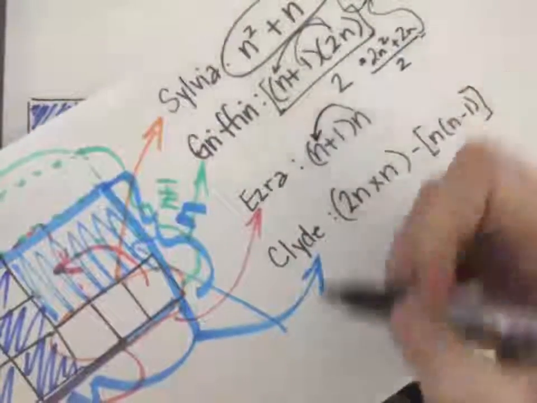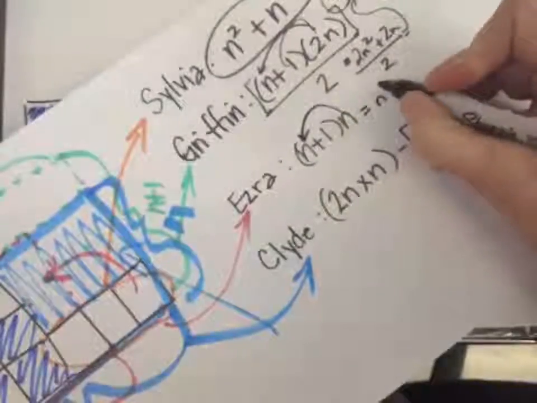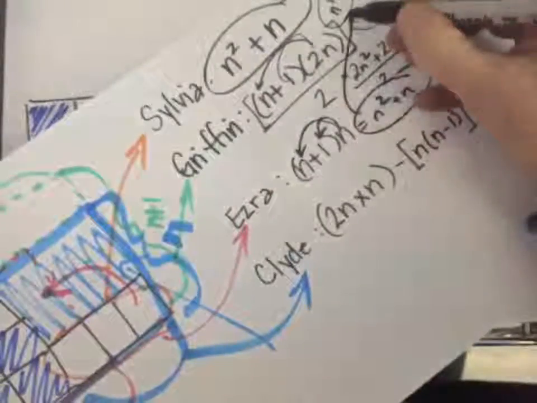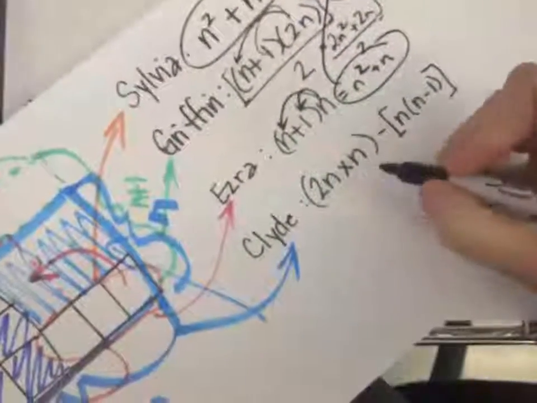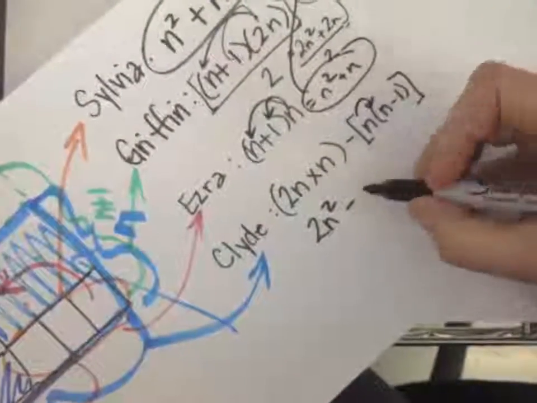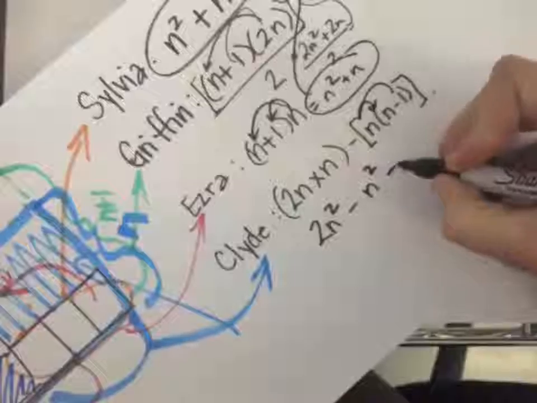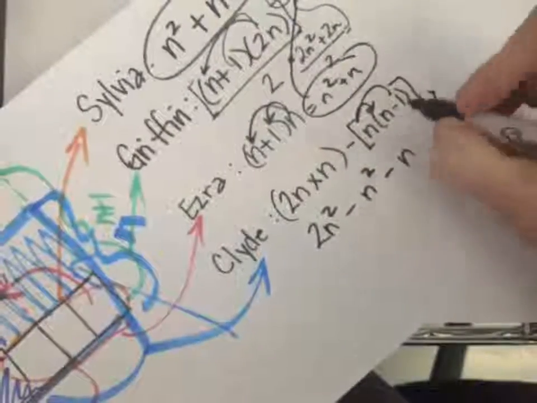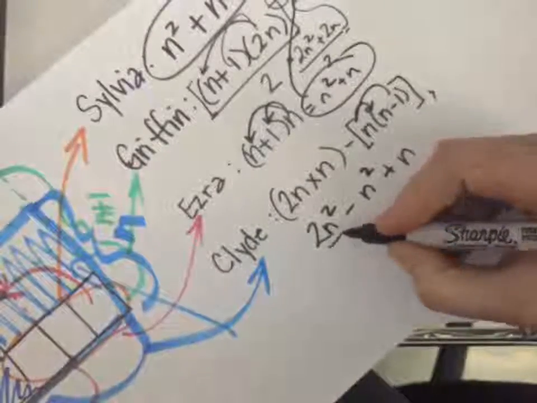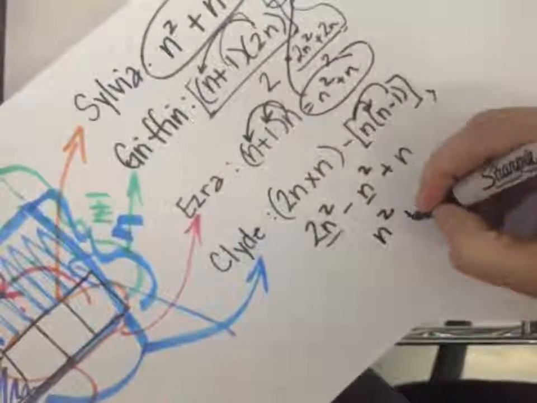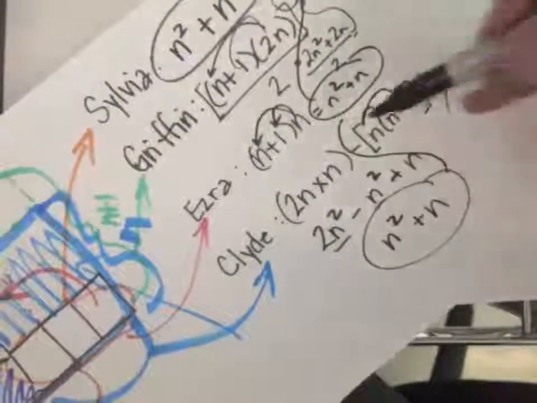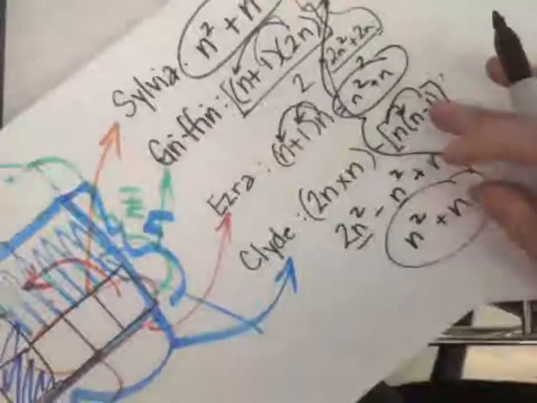Ezra's, we're going to distribute this n times n and get n squared. N times 1 is n, and we end up with n squared plus n, which matches Griffin's, which matches Sylvie's. And then Clyde's, we end up with 2n squared minus, and then we distribute this, and we get an n squared minus an n, or actually plus an n because we subtracted a negative. So we end up with 2n squared minus n squared, which is just n squared plus n. So Clyde's matches up with Ezra's, which matches with Griff's, which matches with Sylvie's.